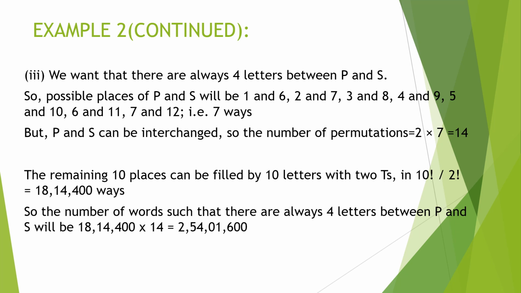Third case, we want that there are always 4 letters between P and S. So now suppose P is there and S is there, in between there are 4 letters. So suppose P is in the first place, S will be in the 6th place. In between 4 are there, correct? Suppose P is in the 2nd place, then in the 3rd, 4th, 5th, 6th place any other letters, and S in the 7th place. Same with 3 and 8, 4 and 9, 5 and 10, 6 and 11, 7 and 12. So totally for 4 letters being in between P and S, there are 7 ways.